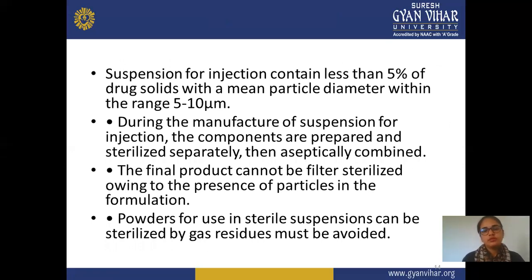Next, suspensions for small volume parenteral injection contain less than 5% drug solid with a mean particle diameter of 5 to 10 micrometer. This means you should maintain the solid content below 5% and the diameter varying from 5 to 10 micrometer. And during the manufacturing of suspension injections, the components are prepared, sterilized, and separately aseptically combined. This means the manufacturing condition should be maintained, and the suspension should be kept in a sterile condition.